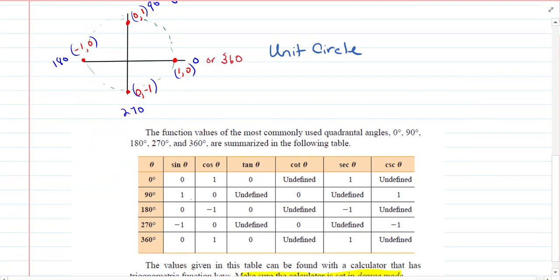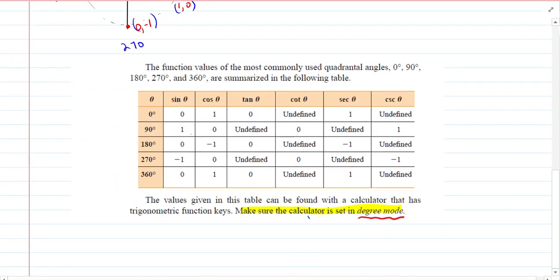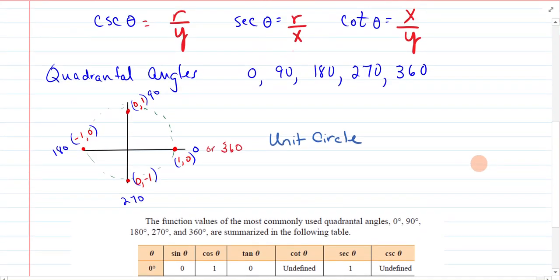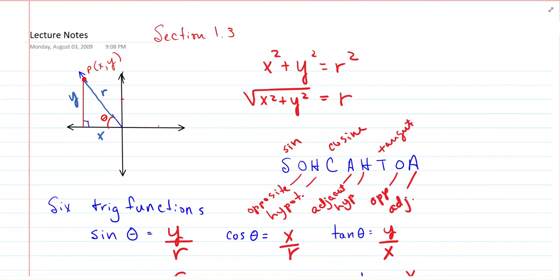All right. This little chart begins to help us see the trig functions. And these are the most commonly used quadrantal angles. The sine of 0 is 0, the cosine of 0 is 1, and it goes through here. Now, you can find those on your calculator, but you have to make sure you're in degree mode. That's about as much as we're going to get right there, and we do have some problems to go over with this. So let's go look at our problems.